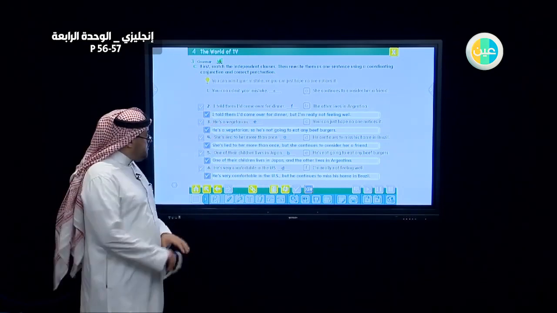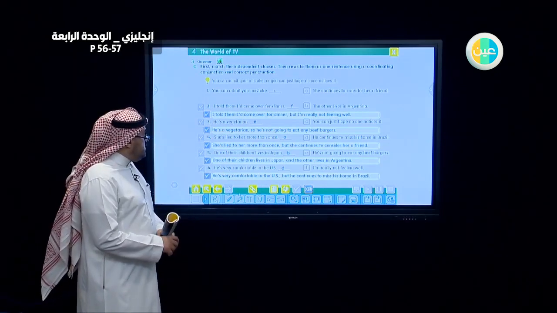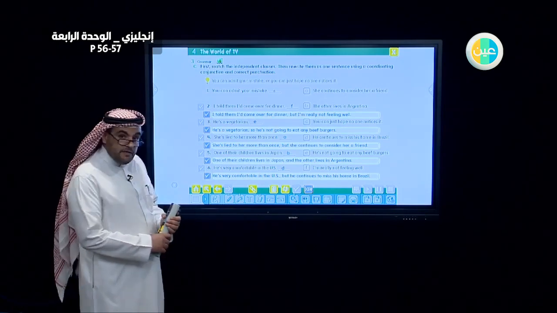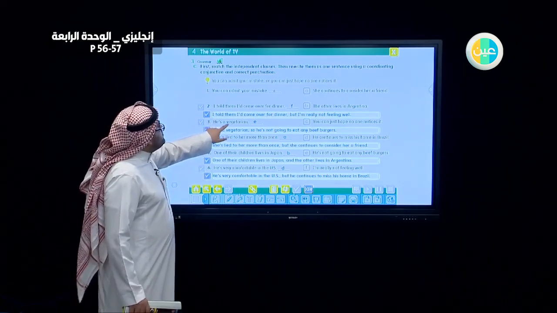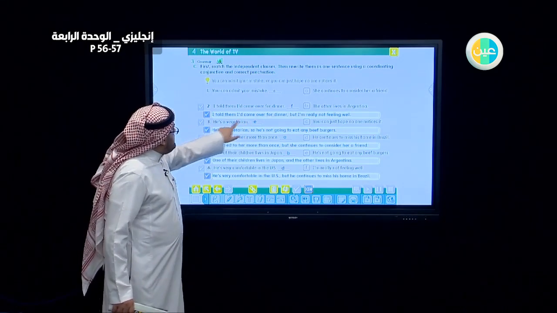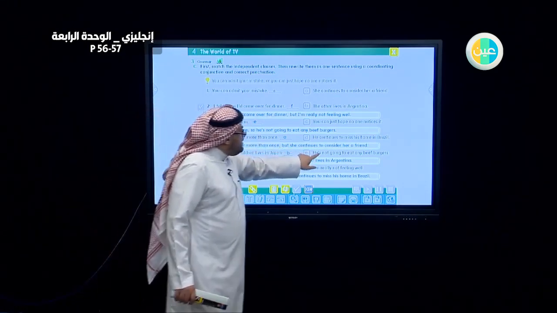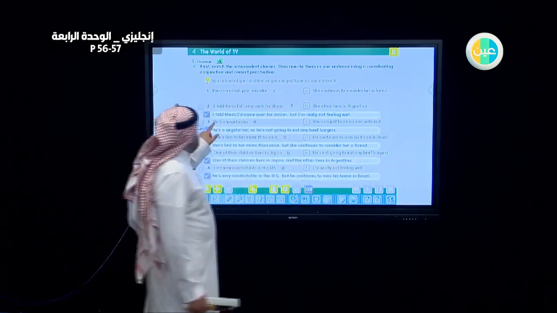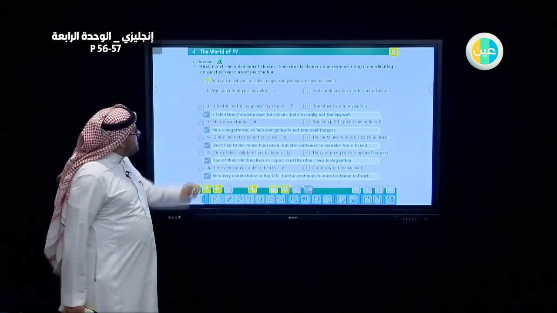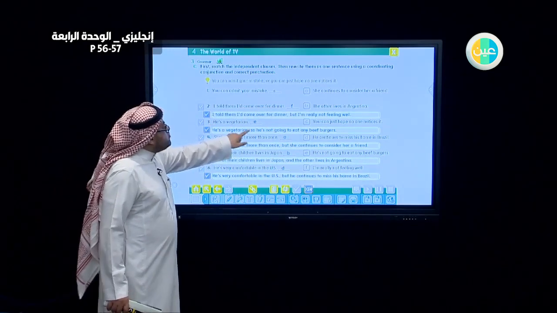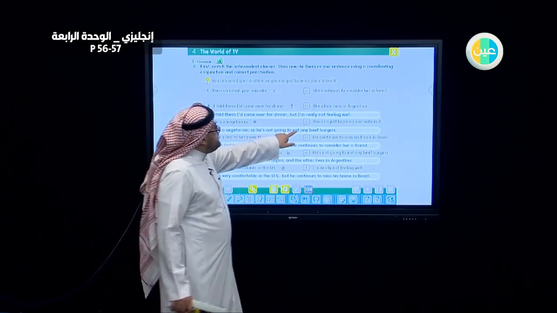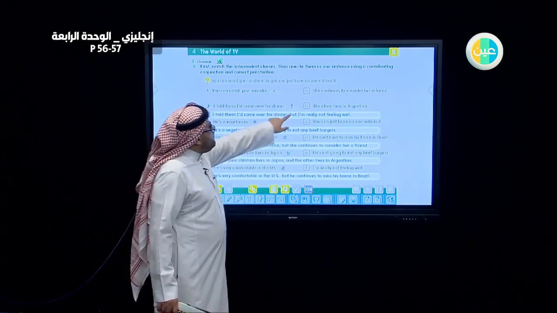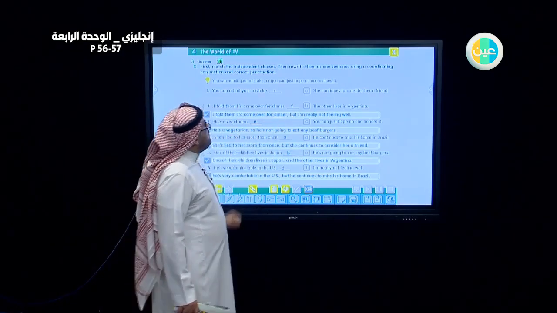Number three, he is a vegetarian. A vegetarian means the person who eats only vegetables, not eating any kind of meat. So he's a vegetarian, which matches this sentence, E. He is not going to eat any beef burgers. So he doesn't eat meat. How can you make it one sentence? He is a vegetarian, so he is not going to eat any beef burgers. So we use here so. Here we used but.